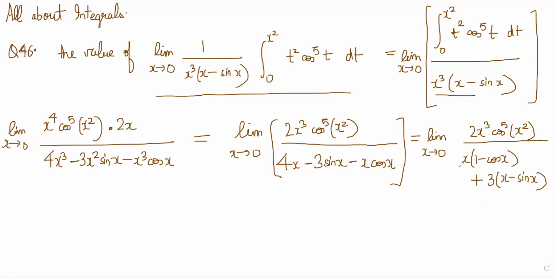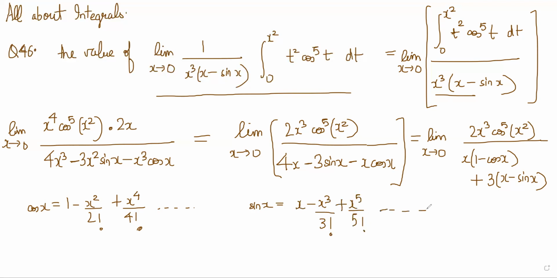And now maybe you can put in the Taylor series. Taylor series basically for cos x is 1 minus x square by 2 factorial plus x power 4 by 4 factorial and so on. And for sine x is x minus x cube by 3 factorial plus x power 5 by 5 factorial and so on. Once you put the Taylor series expansions, you should get the answer of this limit. It will turn out to be 2. Just check the calculations once in case we have made any mistakes. Should come out to be 2. So this is question number 46.